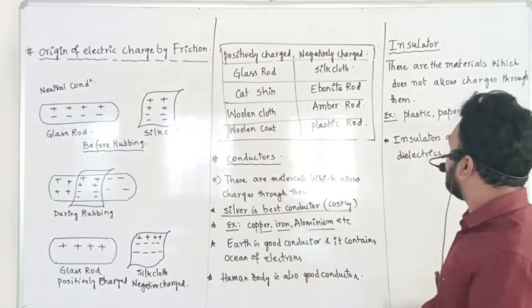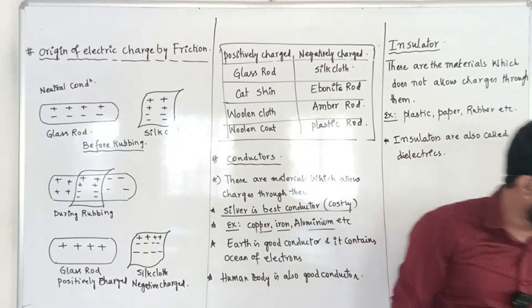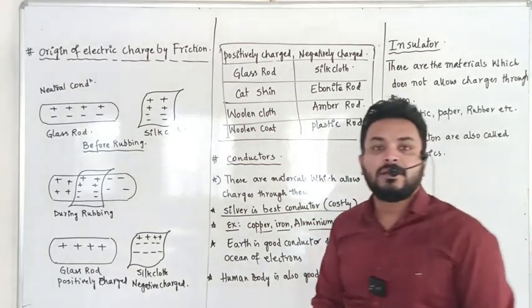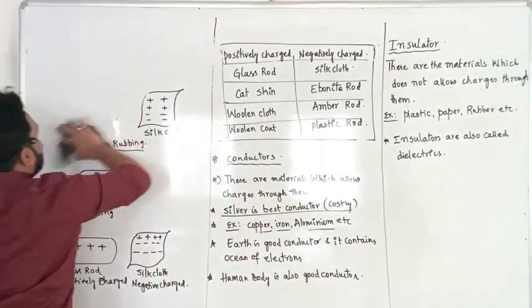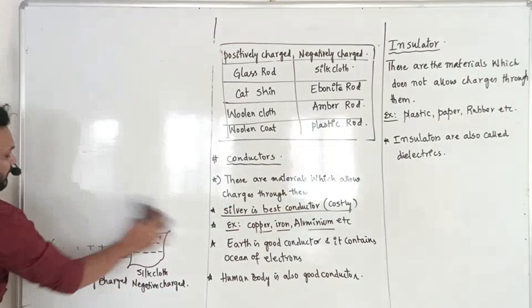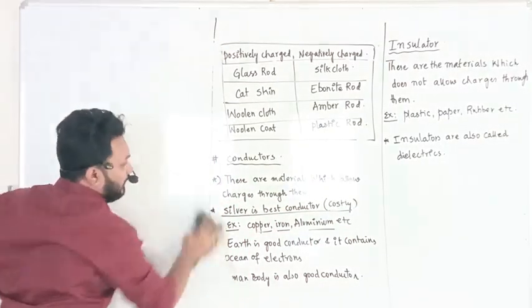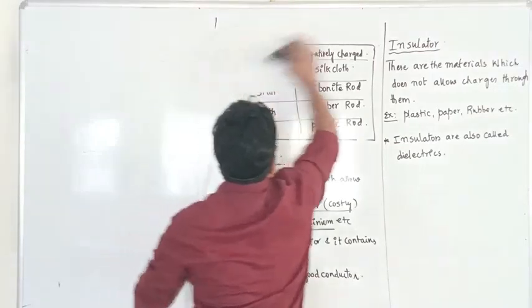Now what do I mean by conductors, and what do I mean by insulators? We have to remember that Earth is a good conductor and it contains an ocean of electrons. And what do I mean by earthing? The earthing concept we will see later, how exactly we are earthing.